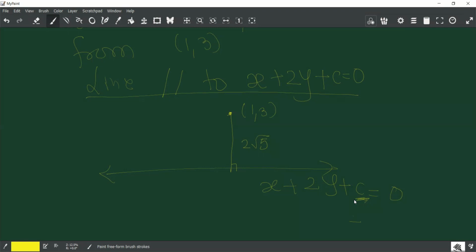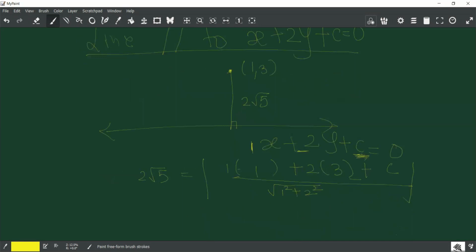x plus 2y plus 3 and minus 1. Exactly right, absolutely correct. Tuhin, very good. This distance is mod of A's value 1, B's value 2 and C's value is c. It is A x1 plus B y1 plus C upon root of a square plus b square, correct? x1 is 1 and y1 is 3. Correct?